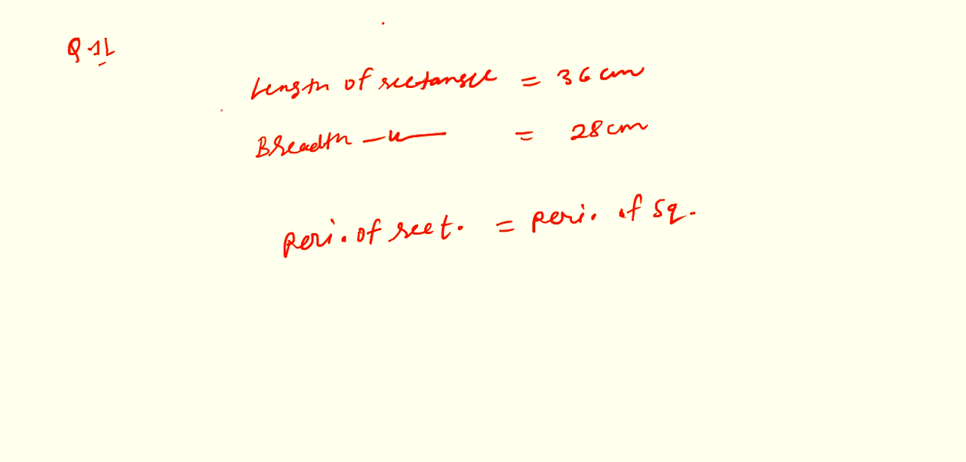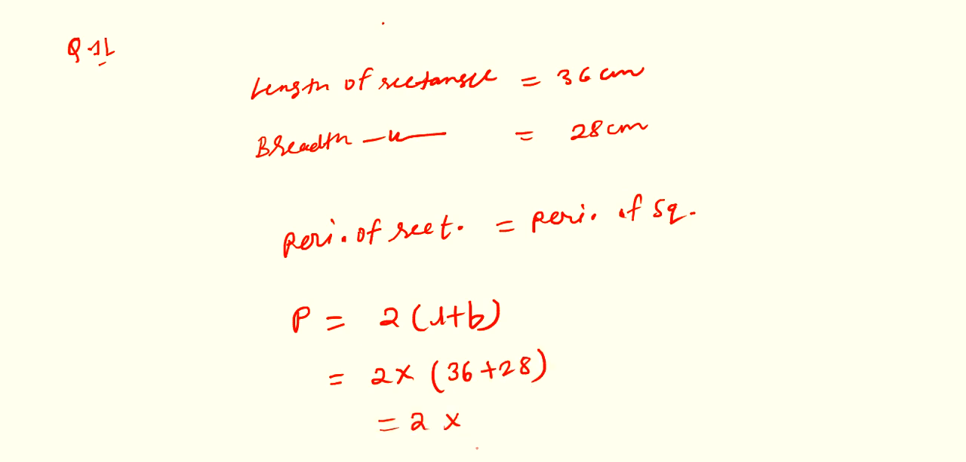So first we have a rectangle, so we will find the perimeter of the rectangle. The perimeter of a rectangle, as you know, is 2 times (L plus B). L is your length 36, breadth 28. So 2 into 36 plus 28, 64. Then 2 into 64, 128. So the perimeter of the rectangle is 128 centimeter.